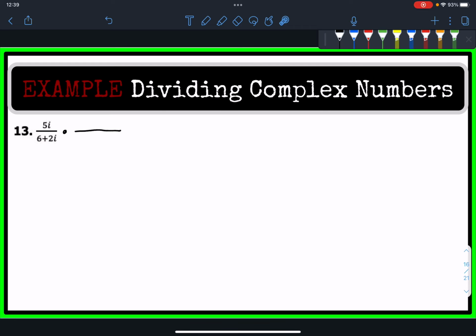So this is going to require us to multiply by the conjugate. So we're going to multiply by 6 minus 2i. So in our numerator, we'll distribute this 5 into both terms. Let's put parentheses so it makes a bit more sense. And we're going to end up with 30 minus 10i.